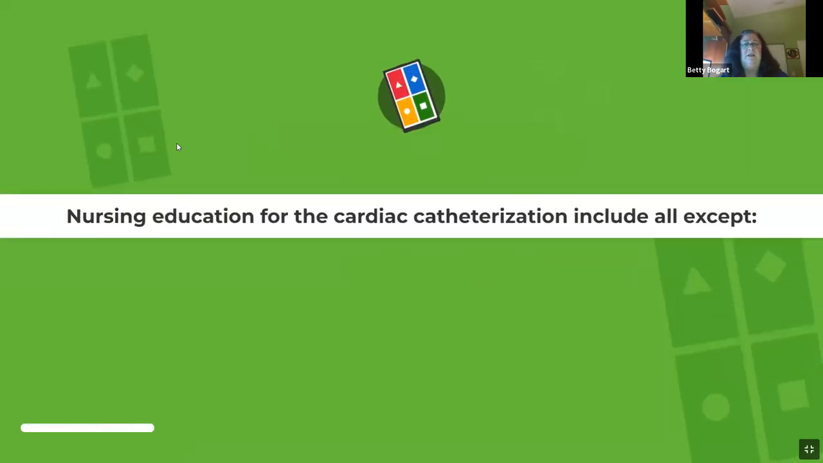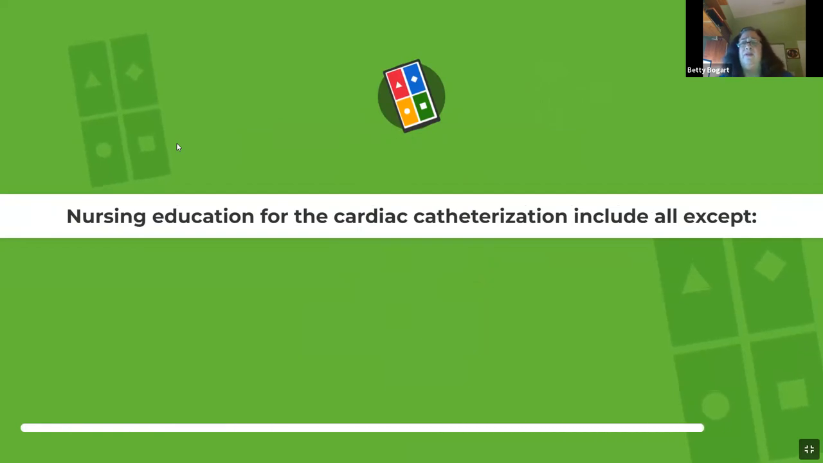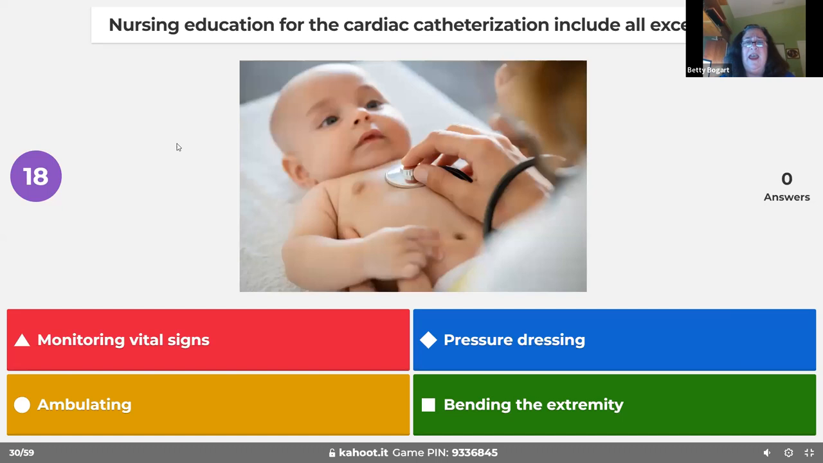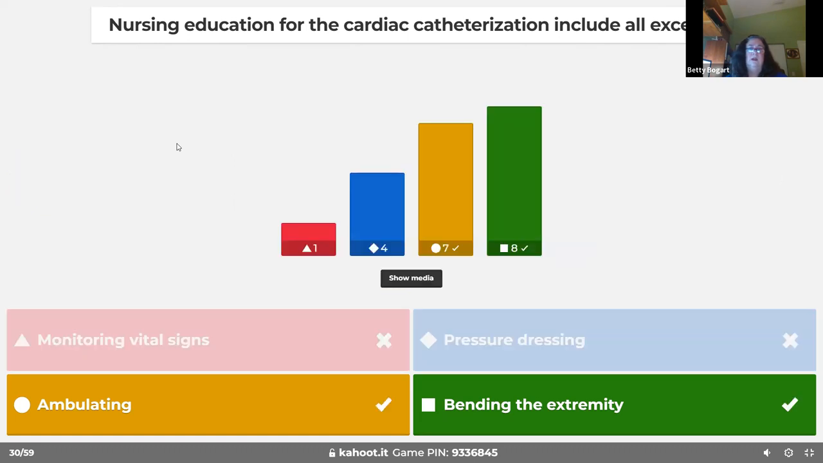A multi-select. Nursing education for cardiac catheterization include all except. We want to monitor the vital signs, we want to look at their dressing. We're not ambulating this child for 24 hours, and we can't bend that extremity. We want to keep it straight.